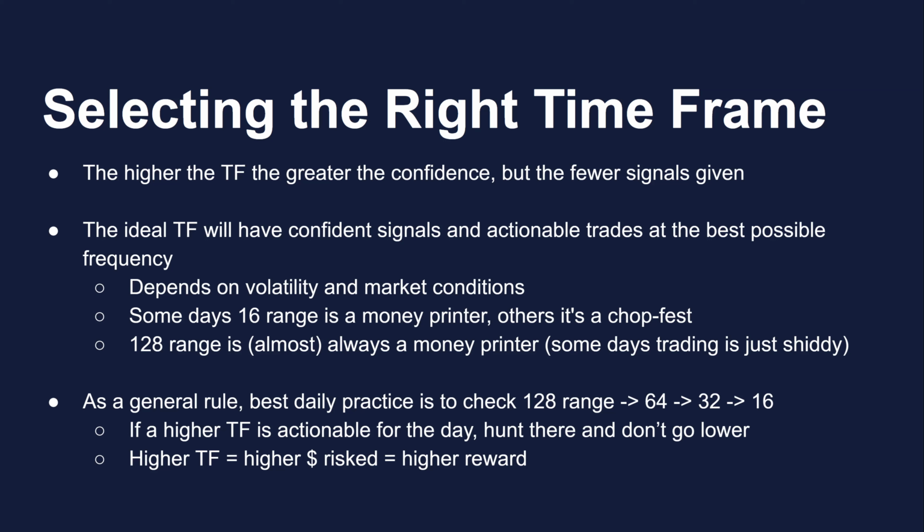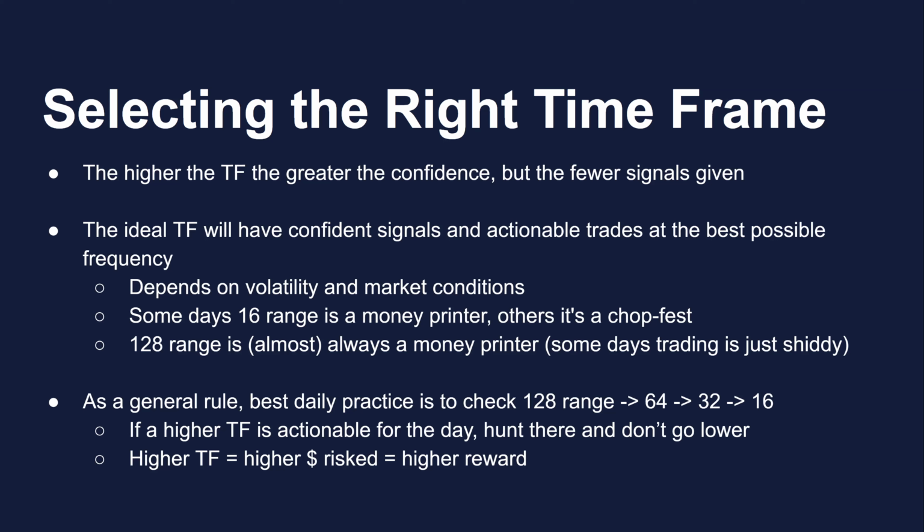In terms of how this actually plays out day to day, this will depend on volatility and market conditions. Some days the 16 range is where you want to be. You'll have lots of actionable trades that'll be high quality and you'll be printing money. Other days you'll just be chopping around and getting stopped out too many times, nothing's going to be trending and it's not really going to work. So almost always the 128 range chart is where we want to be. It's usually going to work out for us if we're seeing trades there and taking them. Nothing works 100% of the time. Some days are just bad, but in general, that's how things are going to work.